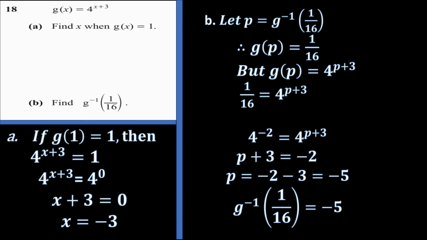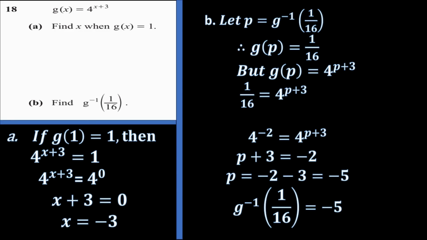But we know that if g of s is 4 raised to power s plus 3, if we change s to p, what do you think we'll get? That means if we go to the right-hand side, we also change s to p. So g of p will turn to 4 raised to power p plus 3. But g of p is 1 over 16. It means that 1 over 16 is 4 raised to power p plus 3.